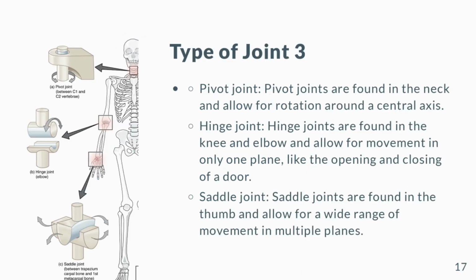Pivot joint. Pivot joints are found in the neck and allow for rotation around a central axis. They consist of a ring-like structure that fits around a pivot-like structure of another bone.